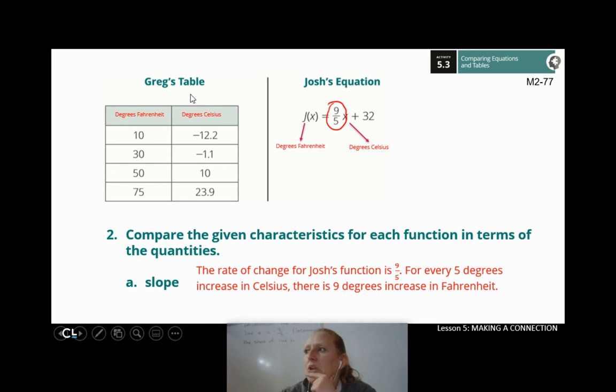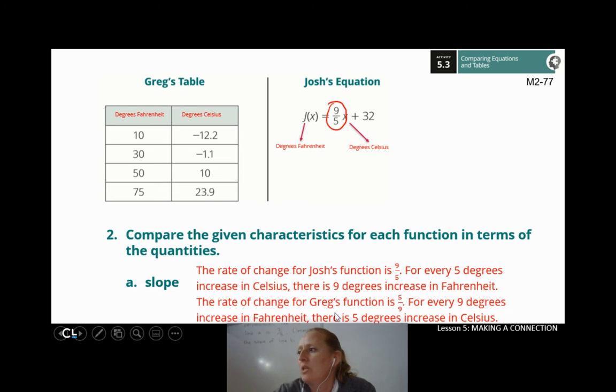Well, if Greg is going the other way, then if Josh is going 9 over 5, Greg's going the other way, right? He's going the opposite. So that means Greg's rate of change is going to be 5/9. For every 9 degrees increase in Fahrenheit, there's a 5-degree increase in Celsius. If Greg's going backwards from Josh, right, then we got to flip that.